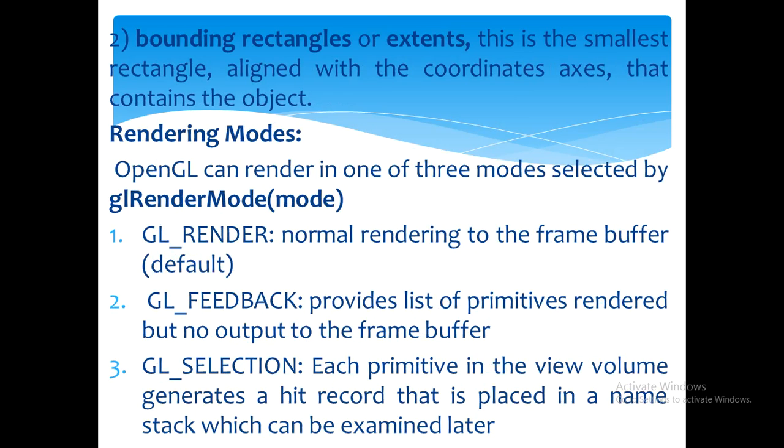Then bounding rectangles or extents. This is the smallest rectangle aligned with the coordinate axes that encloses the object, right?